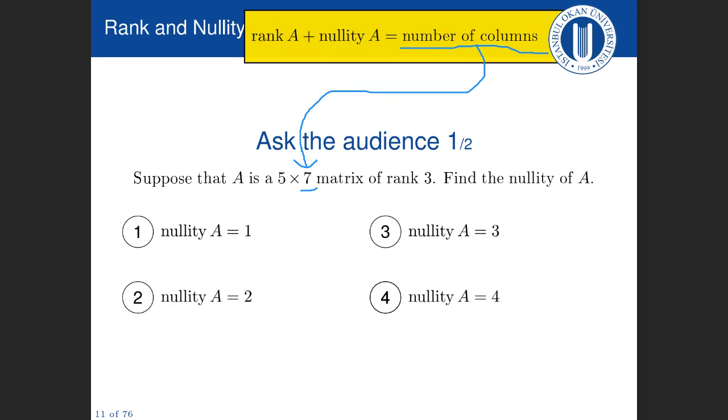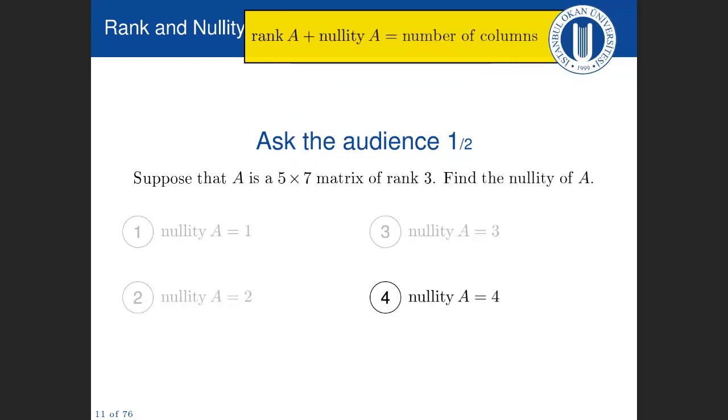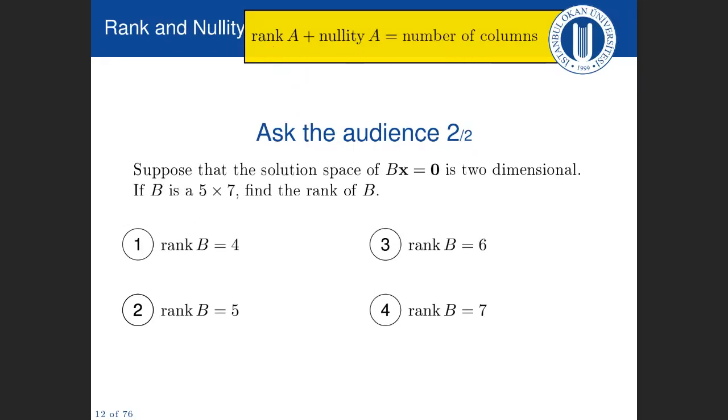Okay, we have 3 people saying 2, 3 people saying 3, and 5 people saying 4. I can tell you that the correct answer is 4. The number of columns of a 5 by 7 matrix is 7. We're told that the rank is 3, and then we're asked to find the nullity. So 3 plus what is equal to 7? The answer is 4. Let's do another one.